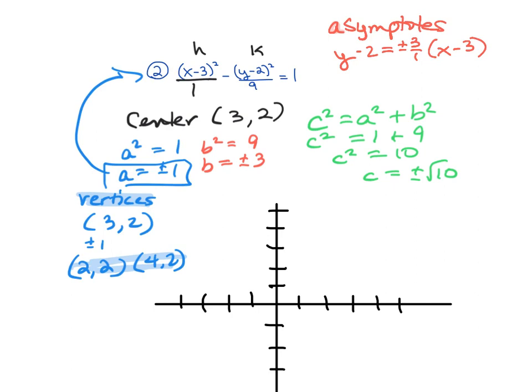Okay, I'm going to leave my slope as 3 over 1 because remember when you go to graph this, we're going to start at 3 comma 2, but then we're going to move from that point this slope of plus and minus 3 over 1. Pretty good on that so far?